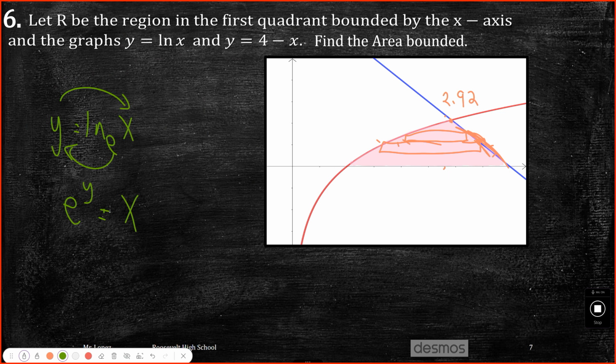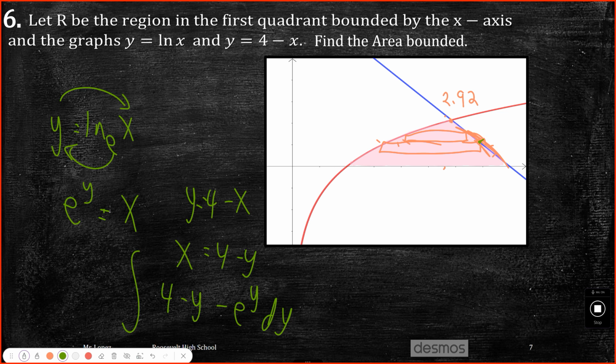And then this one, that's easy again. This is y equals what? 4 minus x. Move x over and then minus the y. So x equals 4 minus y. And then you would just do the integral of this, the top is the line. So it'd be 4 minus y minus e to the y dy. Then it'll go from 0 to the y value of that. Whichever way you did in the calculator, it'll give you that, no?